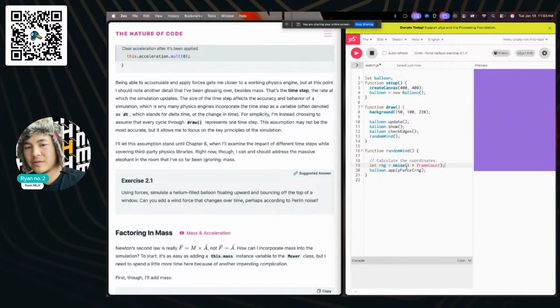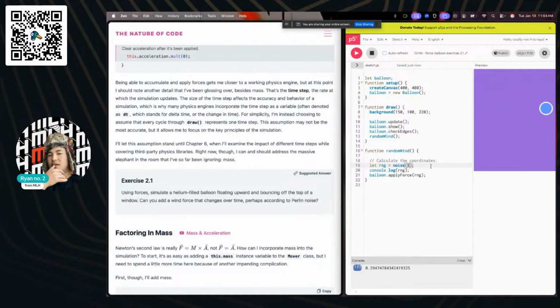Okay, so the reason why we need a frame count is because otherwise it's just going to give us one value, I believe. So if we go to console.log noise, oh, not noise, sorry, RNG. Let's remove this. Okay, so yeah, if we give noise a single value, a static value that doesn't move, this is like just asking us, because let's see, what's the best way to describe this?